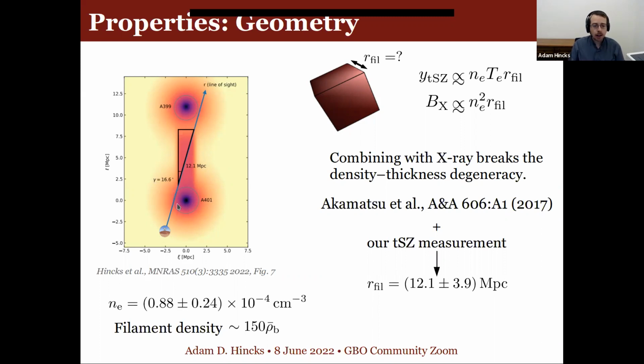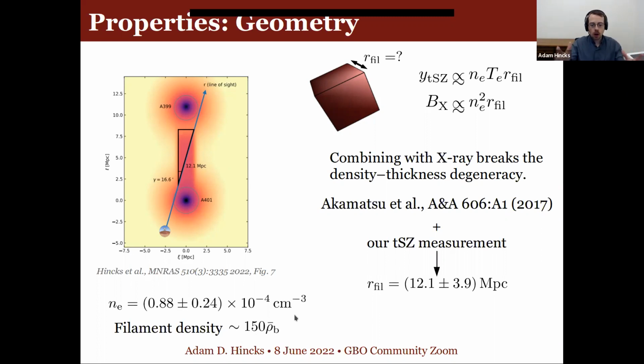And then we can use all the information we have now to make a measurement of the total density of the gas in this filament, which is just under 1 × 10⁻⁴ per cubic centimeter. That translates to about 150 times the cosmic mean baryonic density. So it's a little bit more dense than your typical WHIM or warm-hot intercluster medium, but it's still quite diffuse.